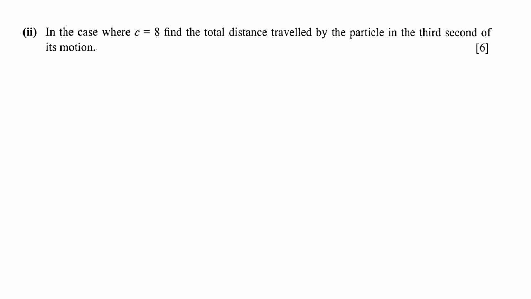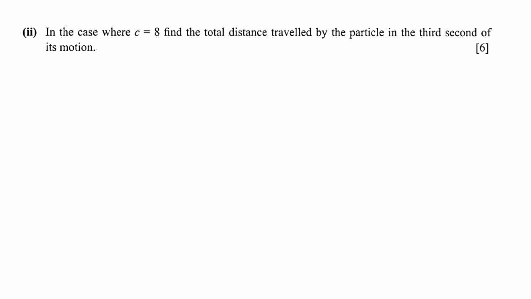Alright, let's look at part 2 of the questions. In this case, you're given c equals 8. So that means the minimum value for c is 5, right? And it happens such that in the motion, the particle will not change direction. If it does not change direction, it means there's no turning point at all. So it kind of makes life easier.